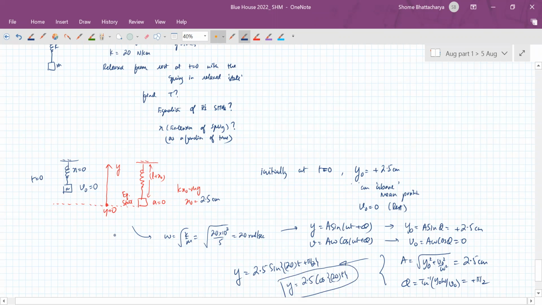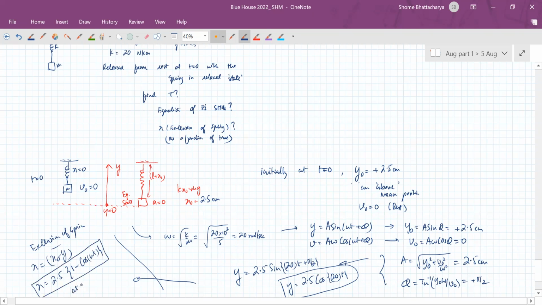Now what is the position of the spring? x is equal to how much? It is x naught minus y, the extension of the spring. So x as a function of time is actually 2.5 into 1 minus cos omega t. So you can see that at t equal to 0, x is 0. At t equal to capital T by 2, x becomes 5 centimeters. That is the maximum. This is the minimum.